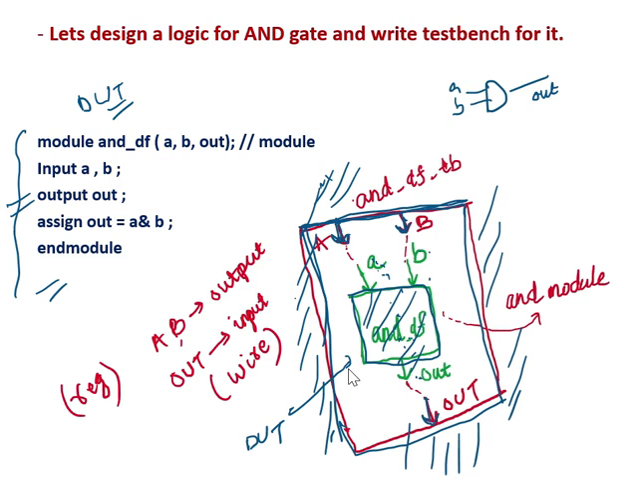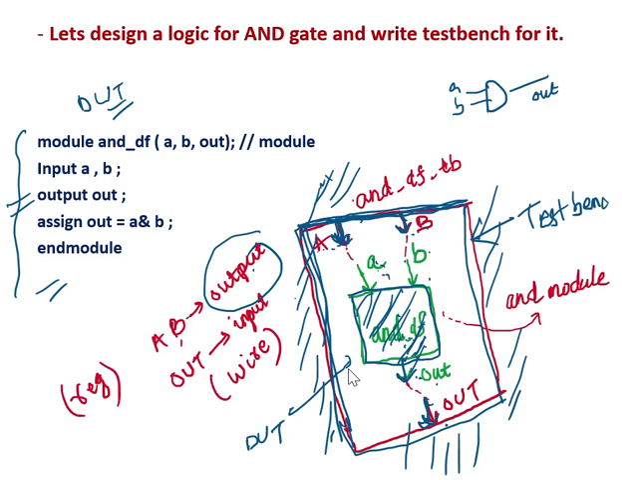Out is coming from this small block. A and B are coming out of this big block, so now A and B are outputs, because they come from this one, and then these signals enter into this smaller block, the design module.